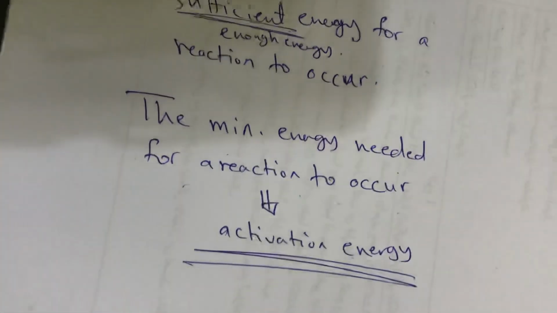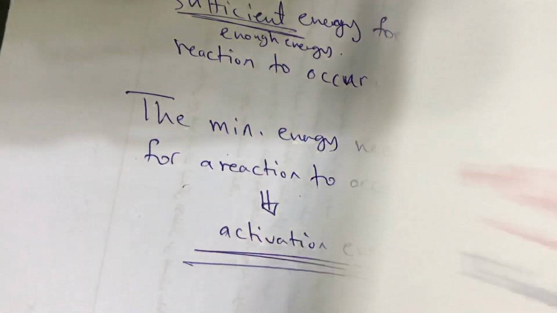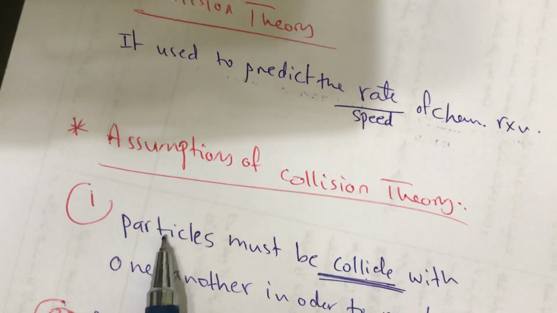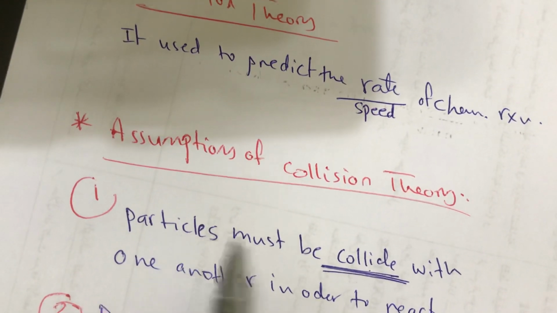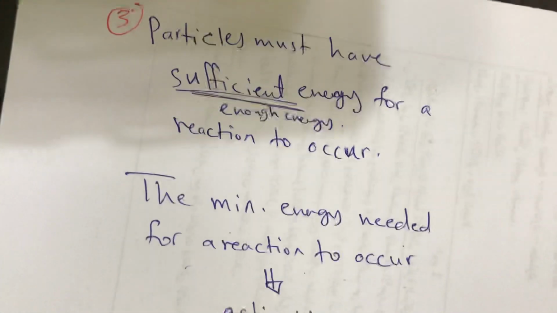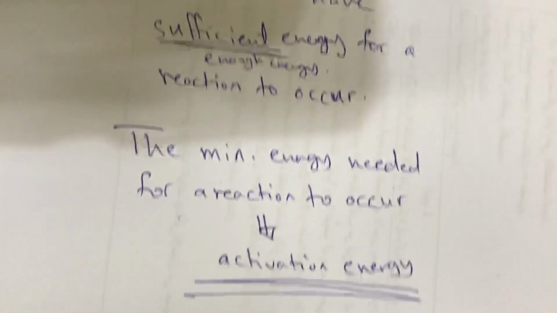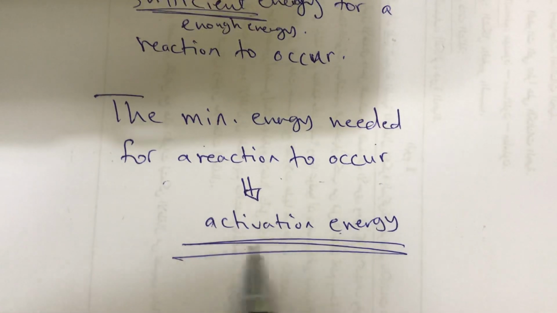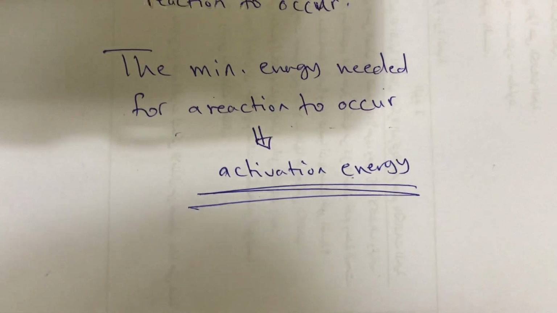Again, the three assumptions of collision theory. Assumption number 1: particles must collide with each other. Particles must collide in correct orientation, and energy produced from collision must be enough for a reaction to occur. And the minimum energy needed for a reaction to occur is the activation energy.